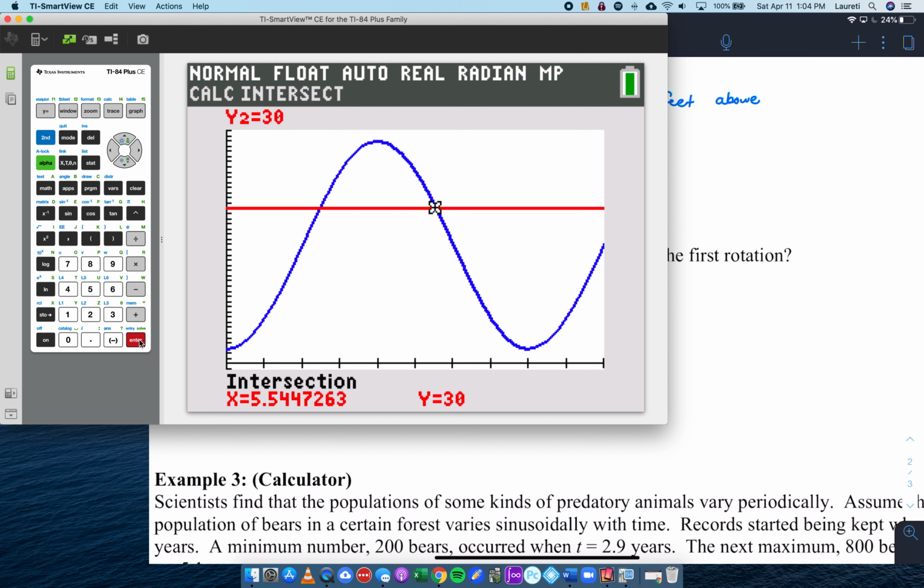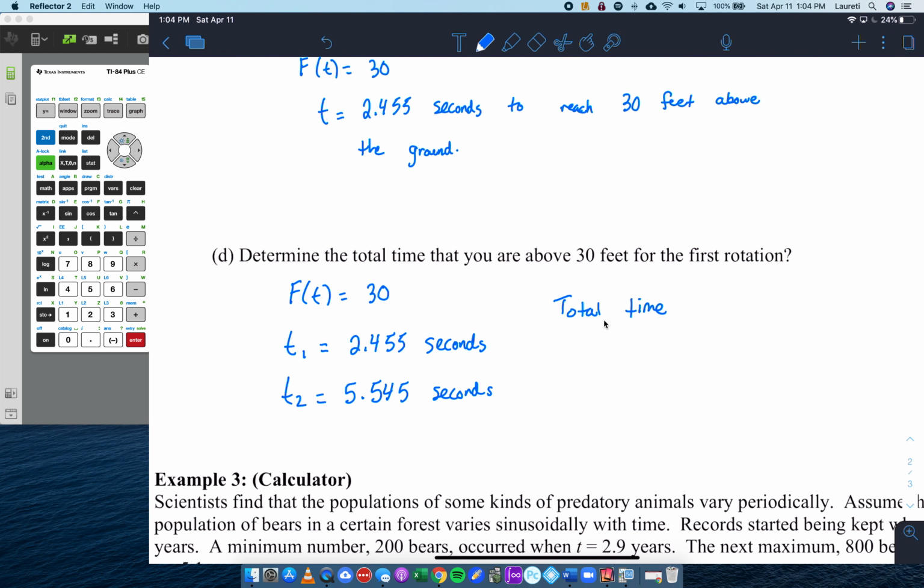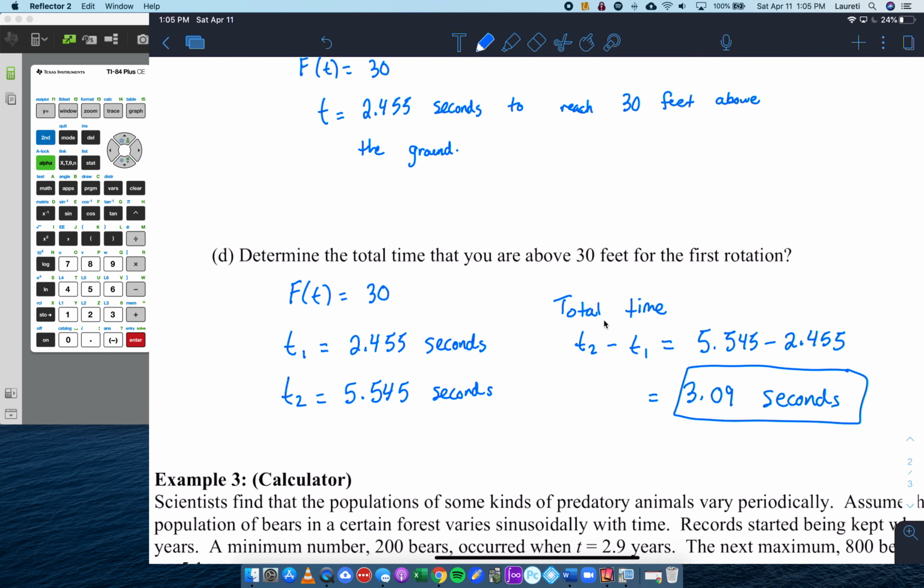Okay, so the total time, I'll go back to my paper now. The total time is going to be the second time minus the first time. All right, so we got 5.545 minus 2.455. And if I do that on my calculator, I get 3.09 seconds. Okay, so you are above 30 feet for a total of 3.09 seconds in your first rotation.